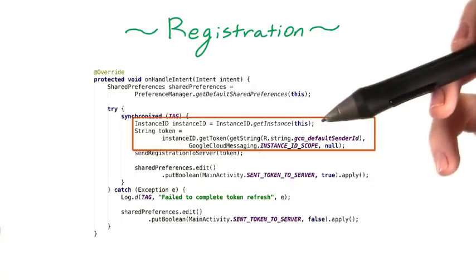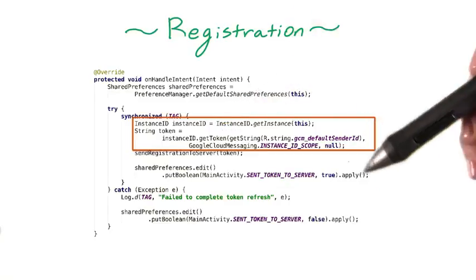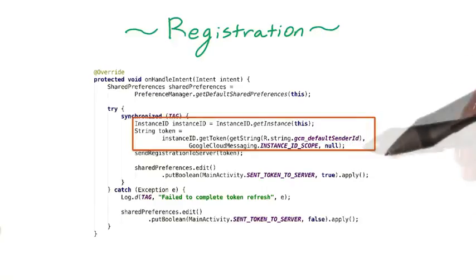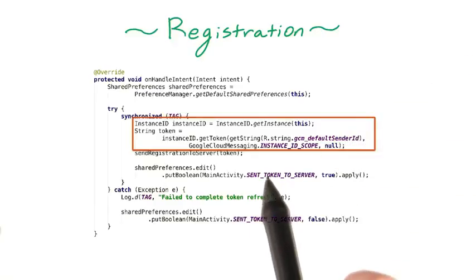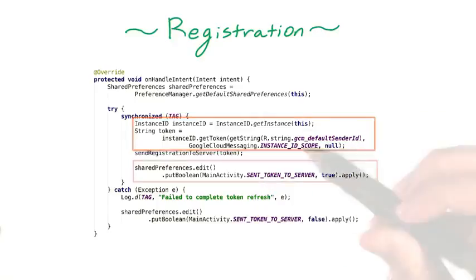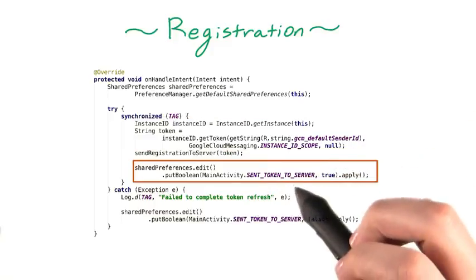To perform the registration, we use the Instance ID class to call getToken. This class needs a sender ID, which is pulled from our google-services.json config file. Then it also needs a scope for the permissions that will be granted by the token and any parameters required by that scope. In our case, there are none. Once we have our token, we store a Boolean in shared preferences to let us know we've got it.